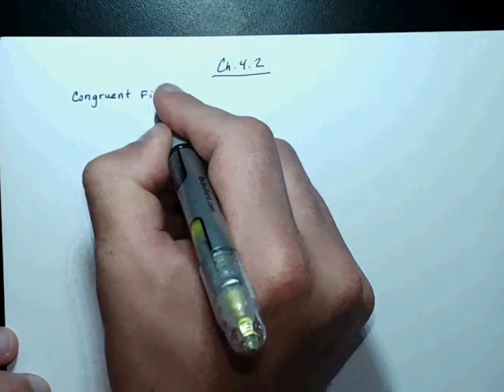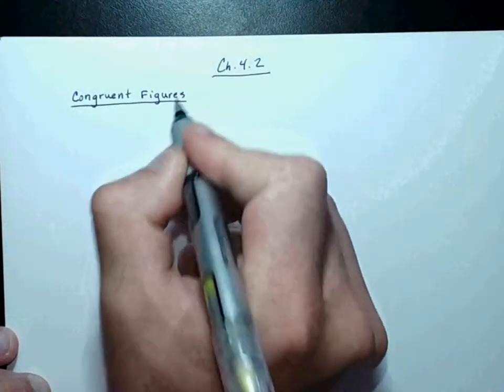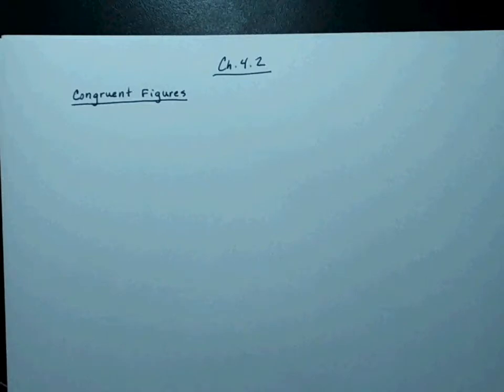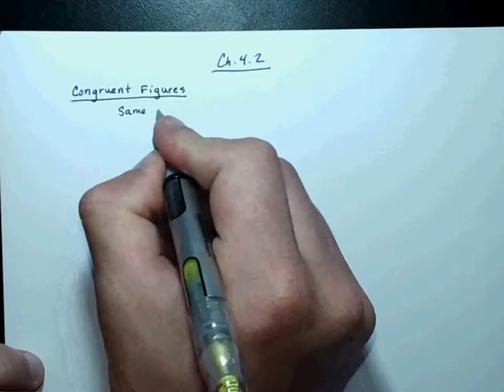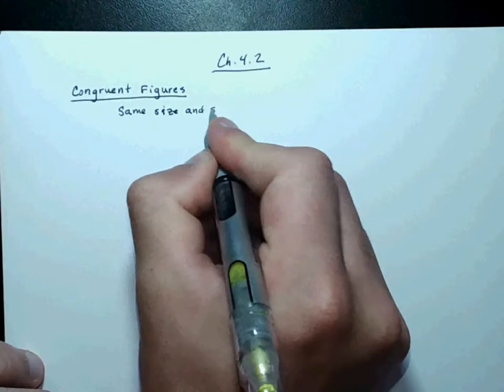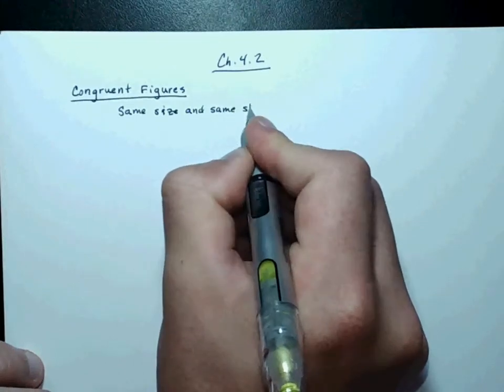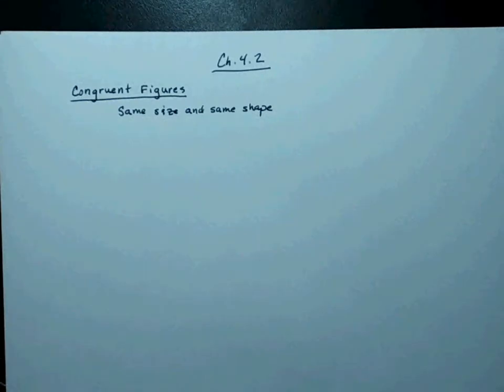If we have congruent figures, if we have two figures or three figures or however many figures and they are congruent, that means that they are the same size and the same shape. In order to be congruent, they've got to be the same size and the same shape. All right?